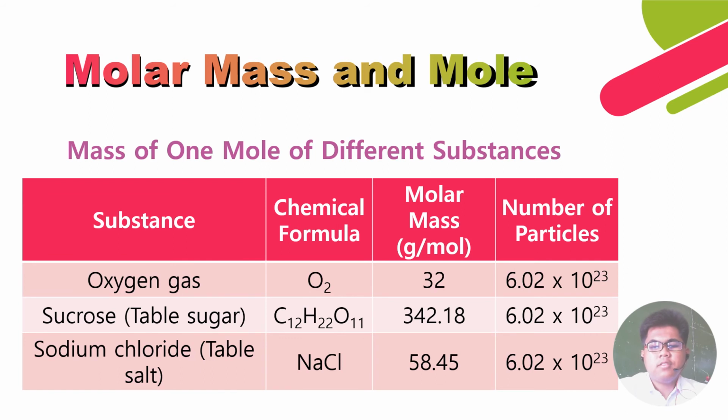Now, this is the mass of 1 mole of different substances. So, as you can see in the table, we have oxygen gas. So, its chemical formula is O2 and its molar mass is 32 grams per mole. It's because, okay, yung ating oxygen gas here have 2 atoms of oxygen. Okay, but the number of particles is 6.02 times 10 to the 23.